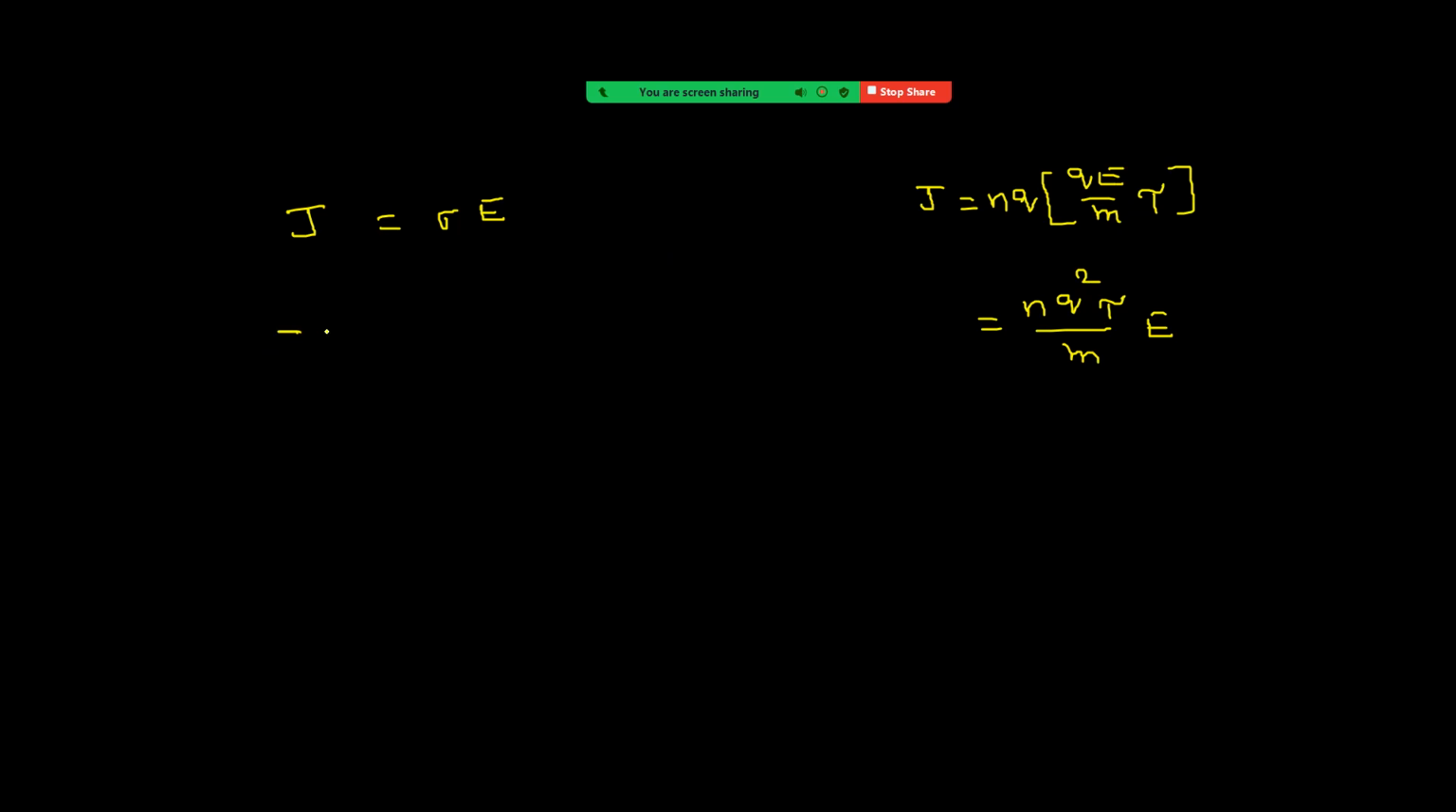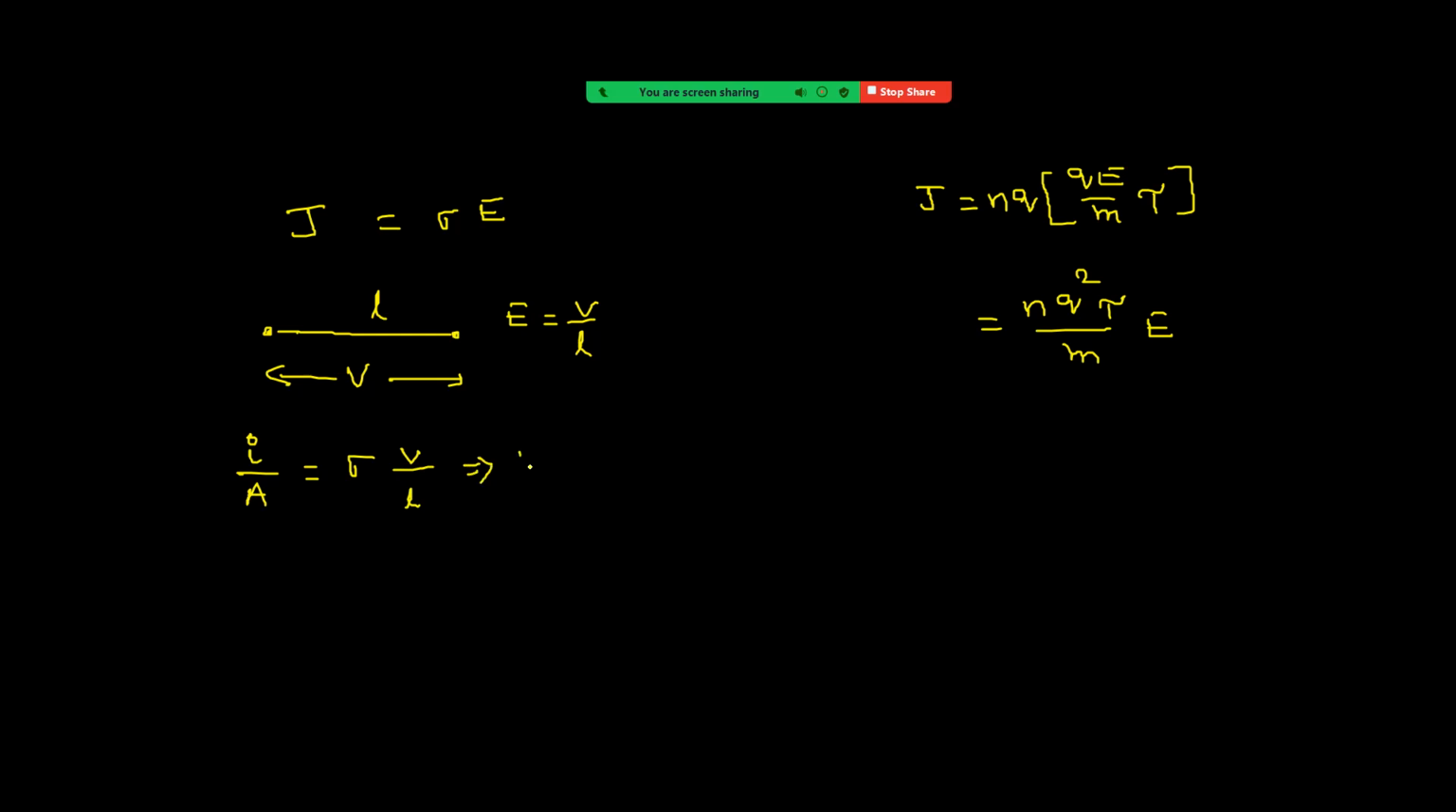Now I am writing here. Let us take a conducting wire of length L. Across the ends, potential difference equal to V. Since the field is uniform inside the wire, we can write the E value equal to V by L. Substitute values here in the place of J: current by area is equal to sigma, in the place of E writing V by L.